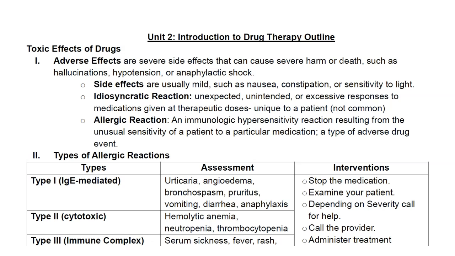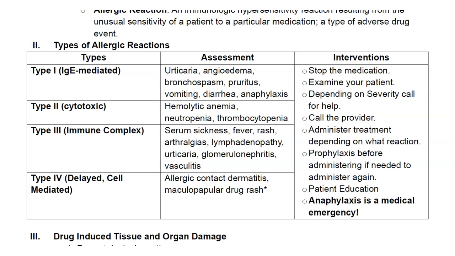An allergic reaction, on the other hand, which probably most of you are familiar with, is an immunologic hypersensitivity reaction. So your immune system is reacting, resulting from the unusual sensitivity of a patient to a particular medication. This is also considered a type of adverse drug event or adverse drug effect. Anyway, there are different types of allergic reactions. You have type 1, type 2, type 3, and type 4 allergic reaction.